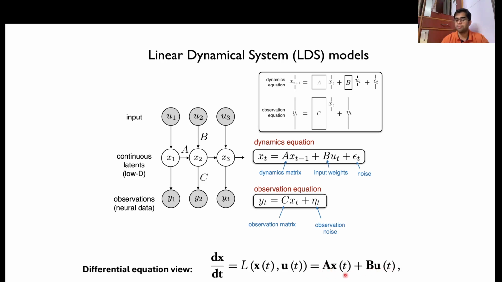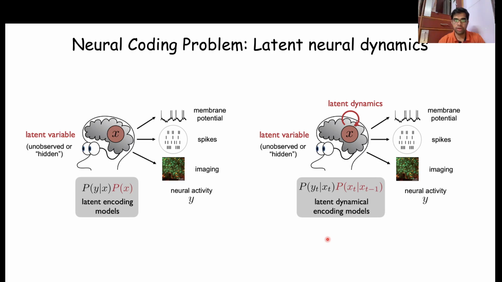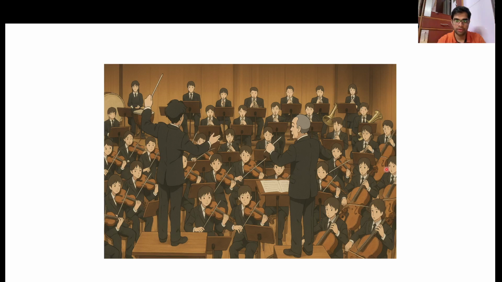So B times the input and A times the current latent variable gives rise to some kind of latent dynamics. So this can also be used for describing a latent dynamical systems model. So we have seen latent variable models and latent dynamics. Usually the latents are always dynamic, and the trajectory of those latents gives rise to certain neural responses which link to the behavior.